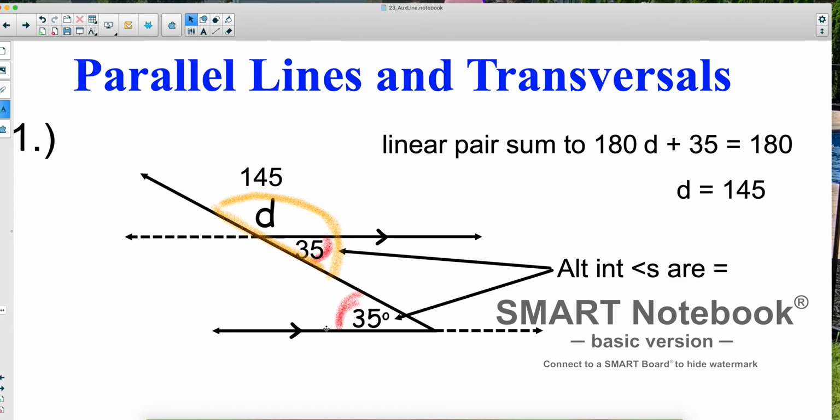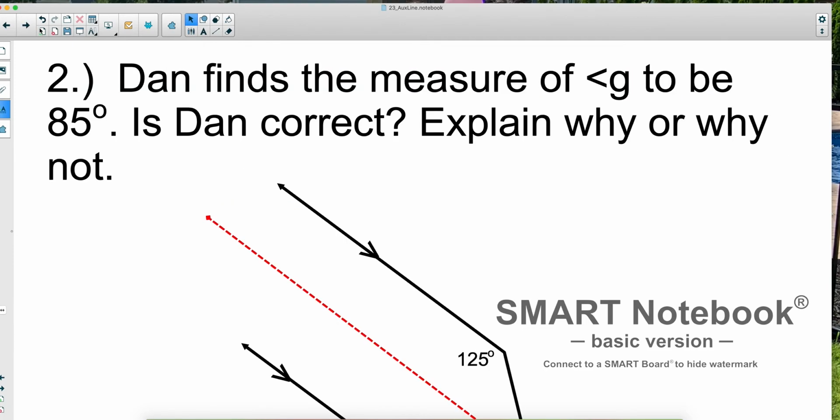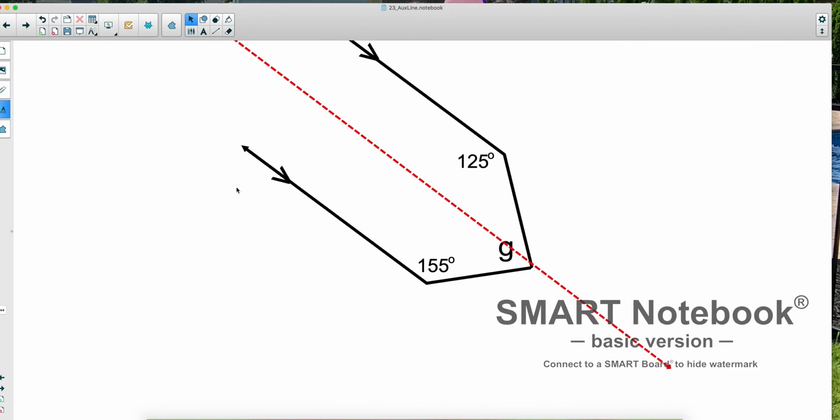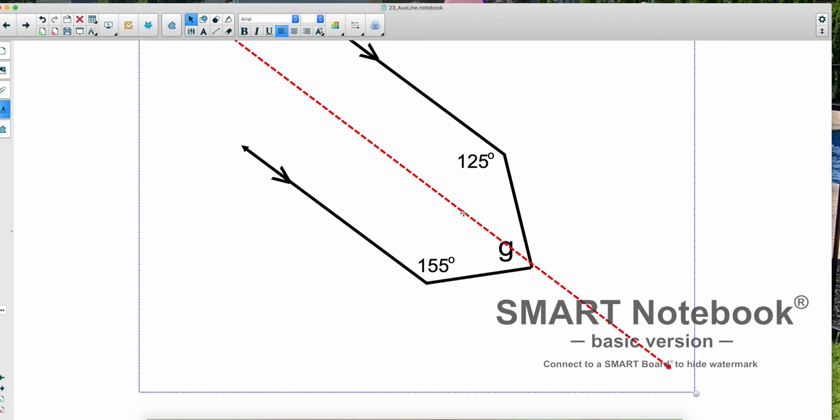Okay, so not bad. So parallel lines cut by transversal, we have our alternate interior angles, and then we have our linear pair. And now the next one is a question that says, Dan finds the measure of angle G to be 85 degrees. Is he correct? Explain why or why not. So I don't know if yours has this auxiliary line drawn in, but mine does.